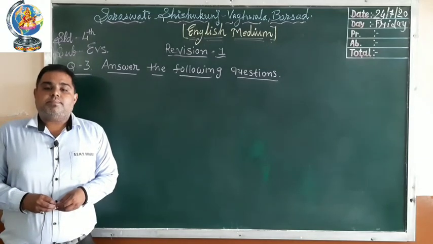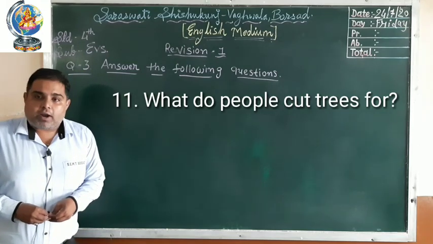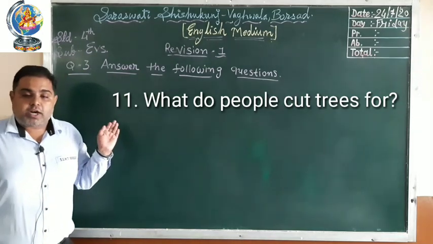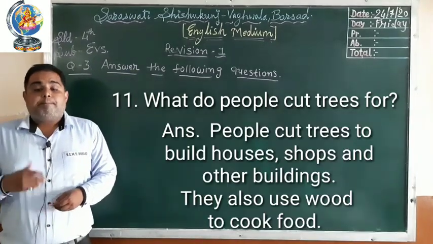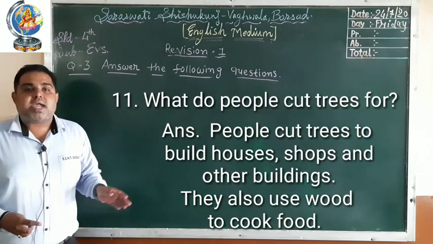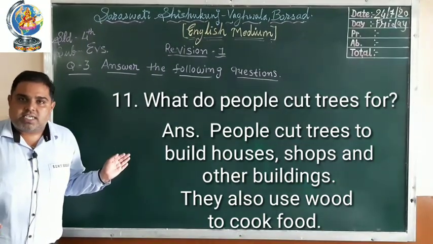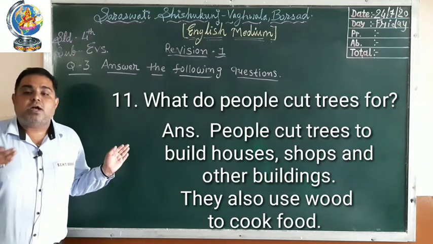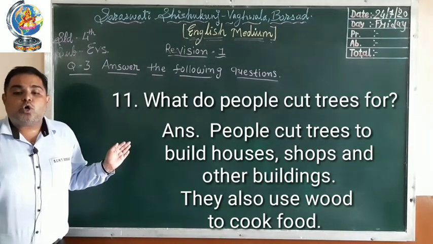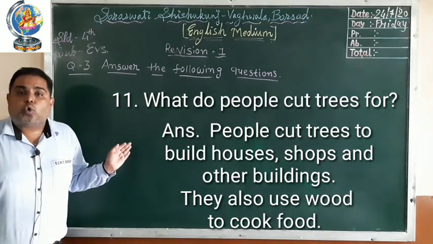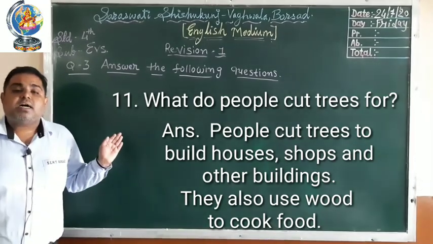Next question, that is question number 11. What do people cut trees for? Again, the question, what do people cut trees for? So the answer is, people cut trees to build houses. Why do people cut trees? To build houses. Some people cut trees to build shops and other buildings. People also use wood to cook food. So because of these reasons, people cut trees.